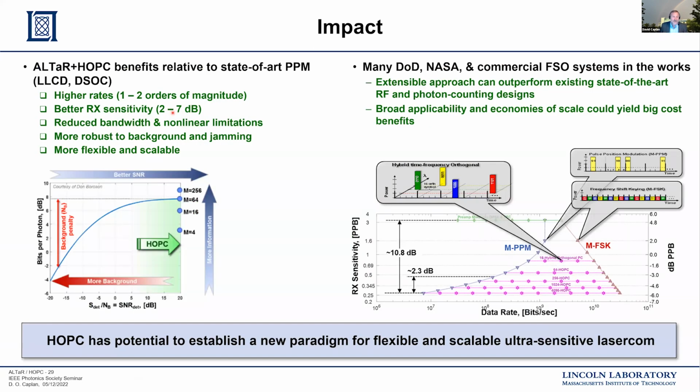So what's the impact? Well, the ALTaR plus HAPSI benefits relative to the state-of-the-art PPM systems that are in use today: we can operate with much higher data rates, 1 to 2 orders of magnitude faster, better sensitivities, reduced limitations, more robust background and jamming performance, with a very flexible and scalable design. And I should note that there are many commercial, DoD, and NASA systems that are in the works that could really benefit from this type of extensible approach, which can outperform the existing state-of-the-art RF and photon counting designs and allow for broad applicability and, more importantly, economies of scale that could potentially yield big cost savings in the future.